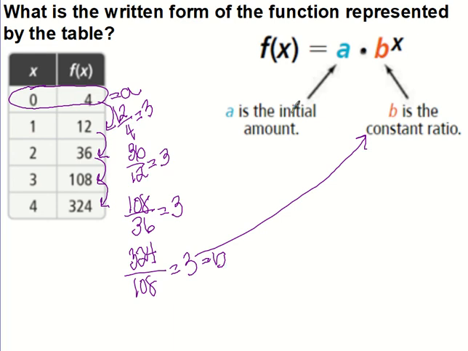All right, so now that we have our A, 4, right, and our B, 3, we can fill them in. So our function would be f of x equals 4 times 3 to the x. And that's actually it.